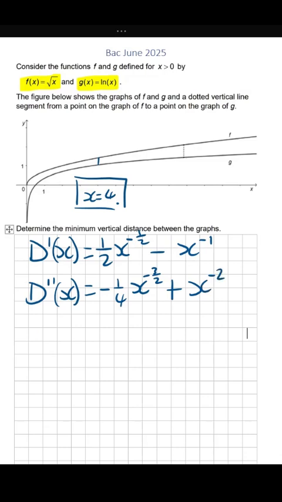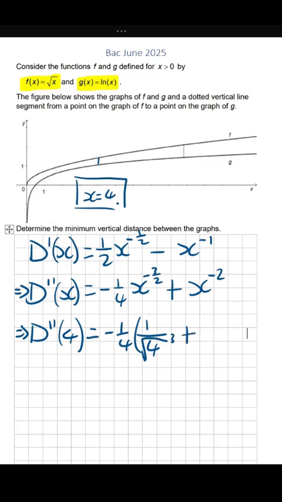Okay, now let's see what d double prime of 4 is. That's what's really interesting me here. So that would be minus a quarter times x to the minus 3 over 2. So that would be 1 over 4 to the power 3 over 2, so that's the square root of 4 cubed.